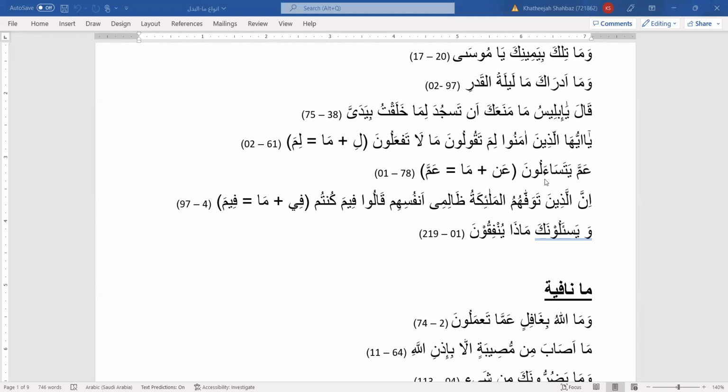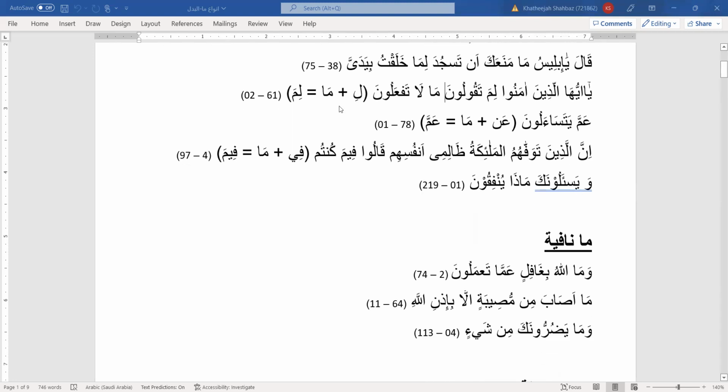Amma yatasa'alun. It was an plus ma. There was an alif originally, but when a ma istifhamiyah is attached with a harf, like it was attached to li in the previous example, the alif disappears. It becomes amma in this case. Amma yatasa'alun, about what are they asking each other. So over here, li was attached to ma. In the next example, an was attached to ma. And in the third example, fi will be attached to ma. Fi is another harf jar.